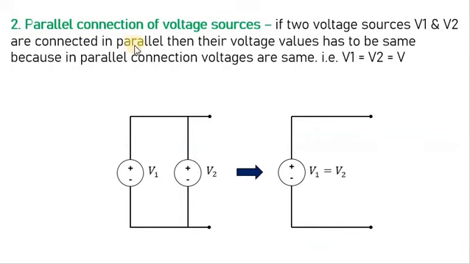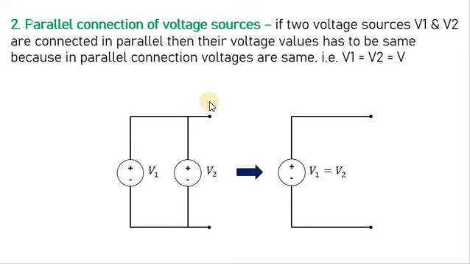All right, now the second one is the parallel connection of voltage sources. If the two voltage sources V1 and V2 are connected in parallel, then their voltage values have to be the same, because in a parallel connection voltages are always the same. You will never see two branches connected in parallel with different voltages across them. The voltage across both branches has to be equal if they are connected in parallel. So if this is V1 and this is V2, I can say that V1 is equal to V2.